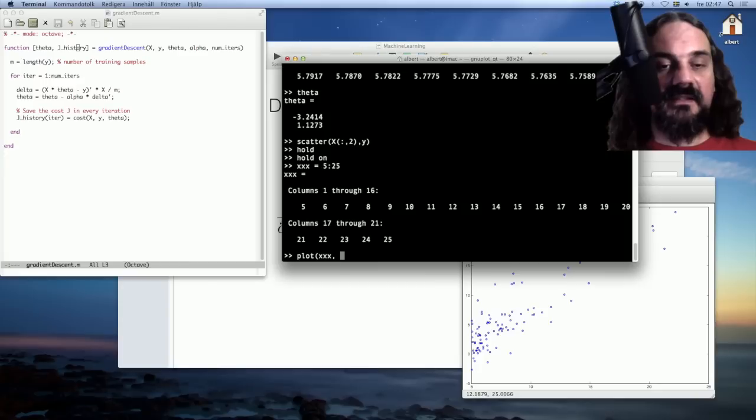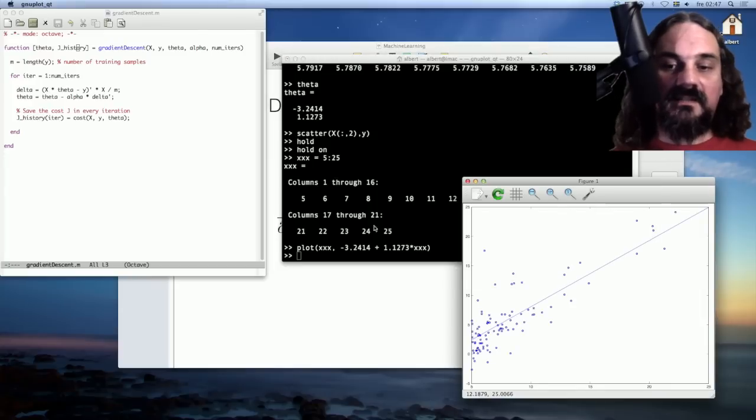And the equation is -3.2414 plus 1.173 times x. All right, so here are the dots, and here is our guess that minimizes the error. So it looks like a pretty good fit.